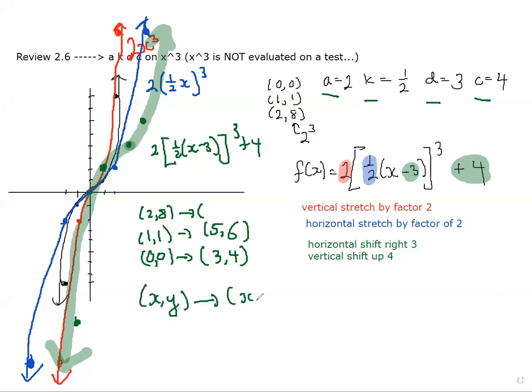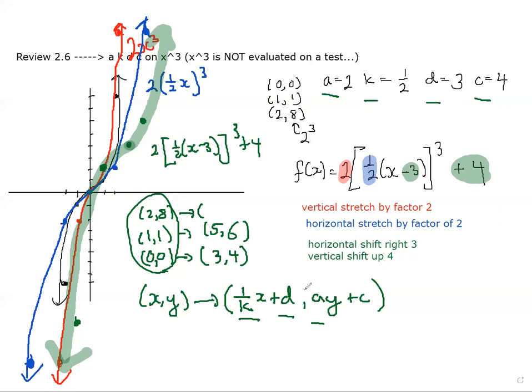If you remember on our ADKC summary page with the boxes, I gave you things like x and y becomes x, a, y, or whatever. If you apply all ADKC together, you can say that the x becomes 1 over k times x plus d, and then a times y plus c. If you take your original parent function points and apply these operations on the x and the y, you get your transformed points as well.